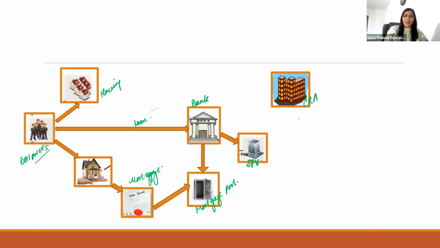You know about CRISIL, ICRA and all. These are credit rating agencies. So CRAs give a rating to that bond which is issued through these banks. So this SPV has done securitization of this illiquid asset. The mortgage pool is an illiquid asset. Why illiquid? Because it cannot be converted into cash.